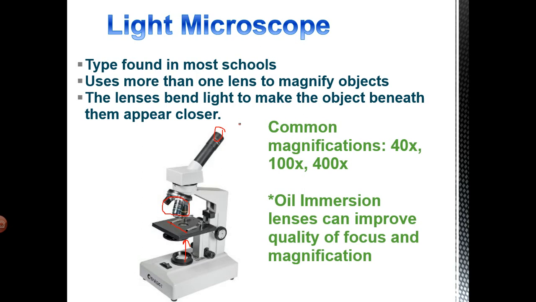Common magnifications for a light microscope are 40 times, 100 times, and 400 times. That means at its smallest magnification, you are looking at your specimen 40 times bigger than it normally is. You can also add something called an oil immersion lens, which means you put a drop of oil on the slide, and that cuts out any airspace between the slide and the objective, and that improves the quality of focus and the magnification to some extent.